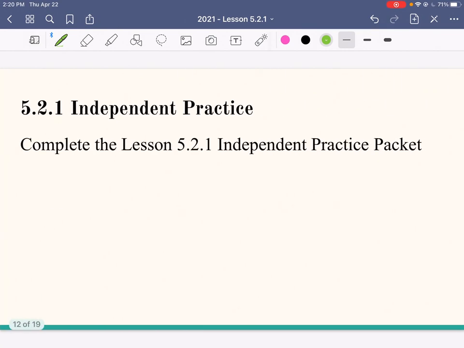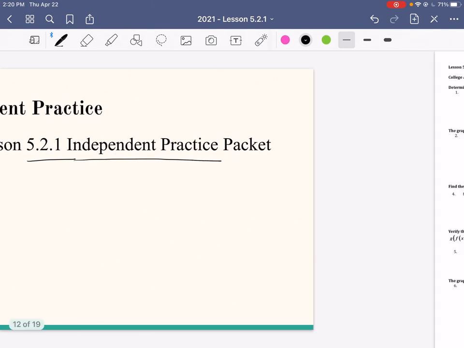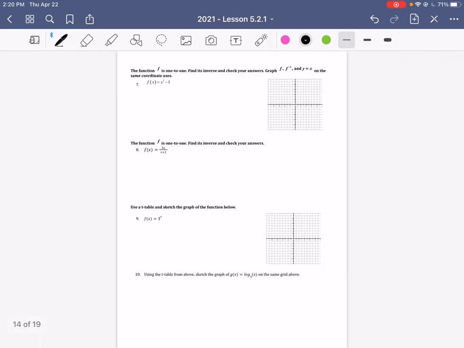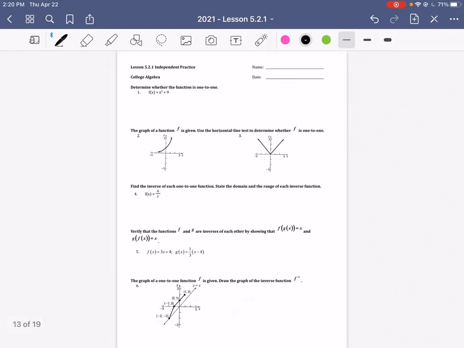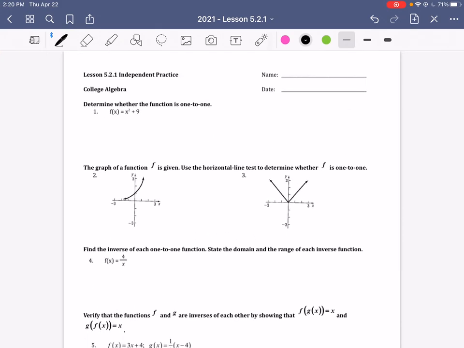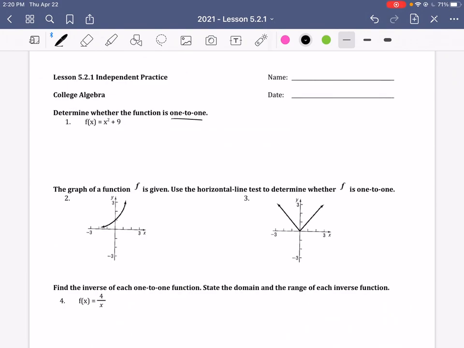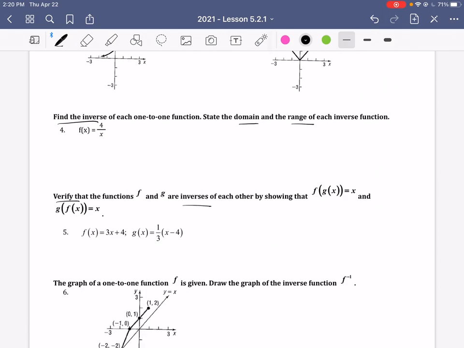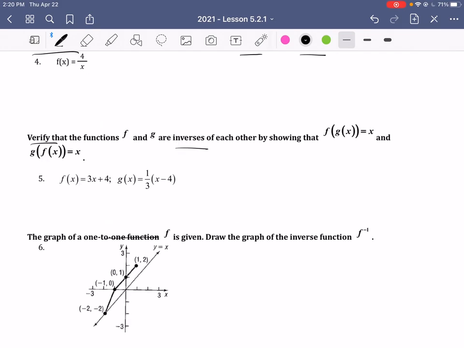So today's homework is actually a packet or worksheet. It's the 5.2.1 independent practice. So it looks like this. It has 3 pages, this first page, second page, third page. Some of this is a tiny review of stuff that we learned last class for 5.1. Like this first page: determining whether the function is 1-to-1 using the horizontal line test, finding the inverse and stating its domain and range, verifying that two functions are inverses of each other, graphing the 1-to-1 function and drawing the graph of the inverse, etc.